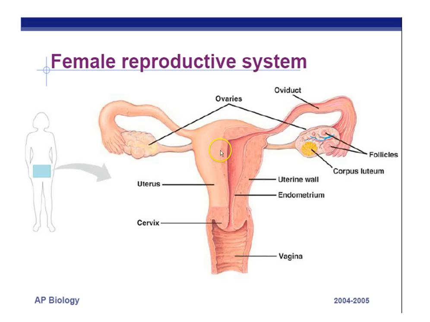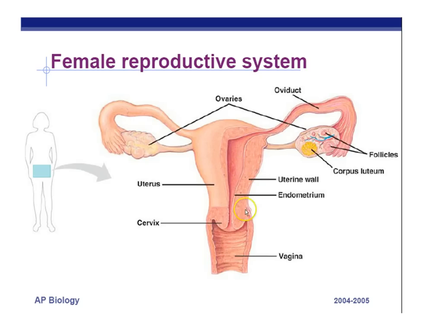Here we have the female reproductive system from a different view, front view. Here we have the ovary. We're going to talk more about this corpus luteum later. The egg is released into the oviduct. The oviduct carries the egg to the uterus. The egg embeds within the uterine wall.